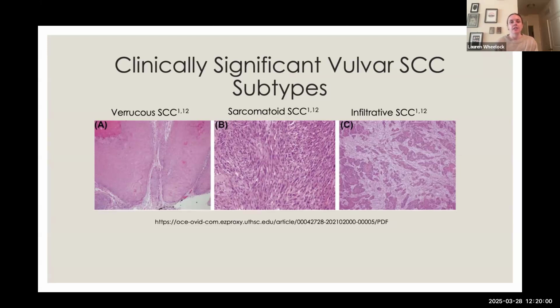And finally, our last clinically significant subtype is infiltrative SCC. I find these lesions to be interesting because they're invasive via a single cell or a cord of cells rather than a pushing front of tumor. Those invasive cells will extend into the dermis or subcutaneous tissue. This subtype seems to be the most aggressive of all of these subtypes and has a much higher rate of recurrence after surgery when compared to verrucous and sarcomatoid. Because of that, infiltrative is mainly treated with surgical excision plus adjuvant therapy.